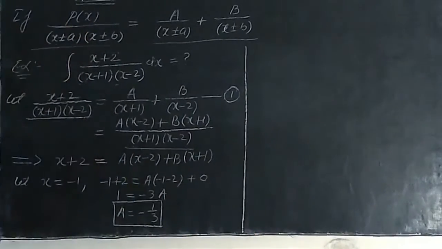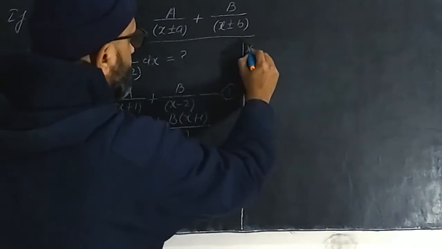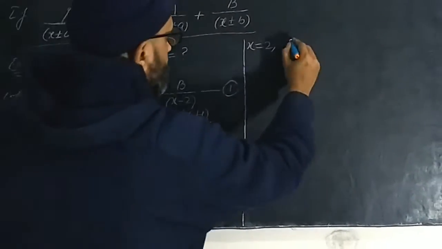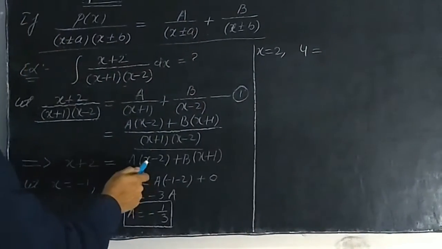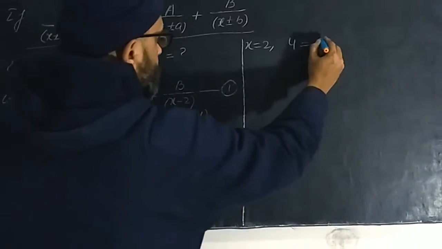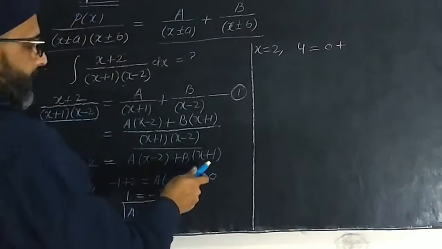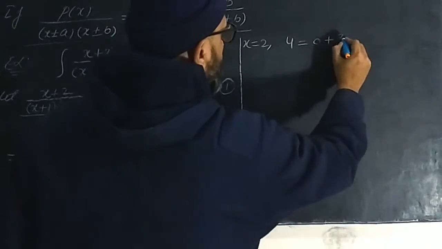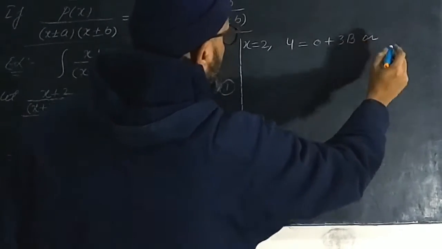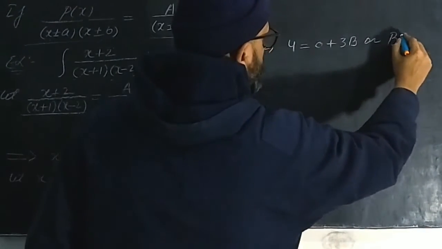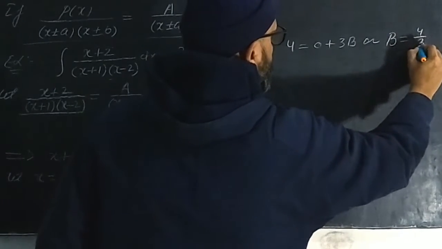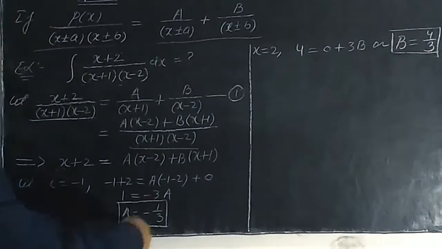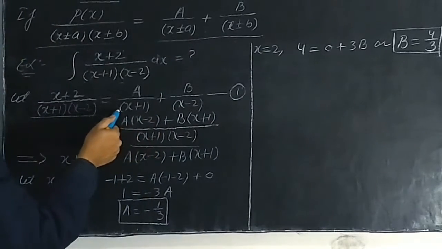Next we have to substitute x = 2. In this we get on the left hand side 2 + 2, 4, is equal to, on the right hand side, 2 - 2 becomes 0, so this term becomes 0, plus, and here we substitute x = 2, then we get 2 + 1, 3, so 3b, or b is equal to 4/3. Then we substitute these obtained values of a and b in equation number 1.